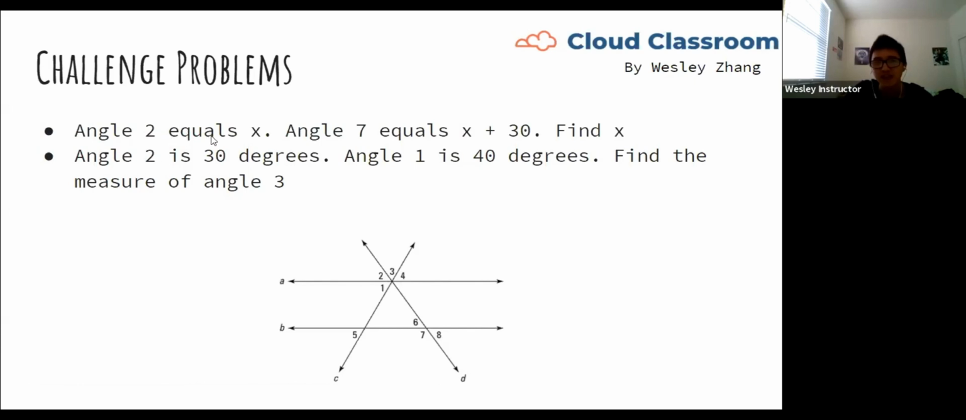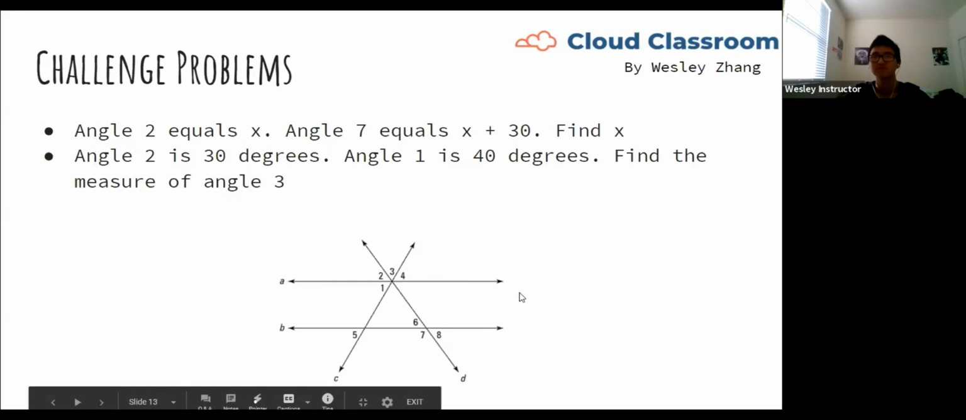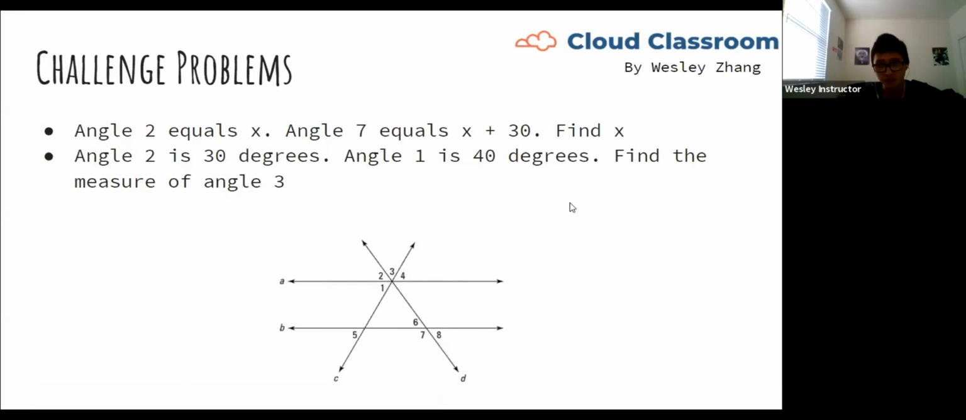All right, angle 2 equals x, angle 7 equals x plus 30, find x. Or find angle 2. And angle 2 is 30 degrees right here. Angle 1 is 40 degrees. Find the measure of angle 3. And I'll give you guys about 8 minutes.